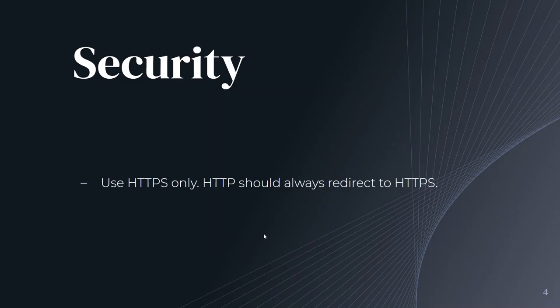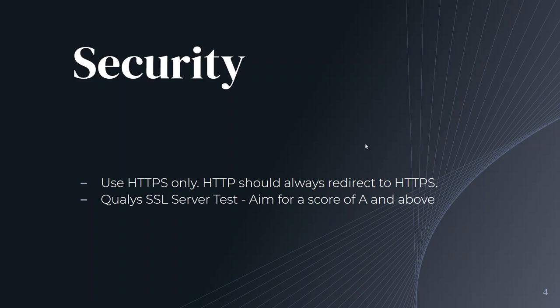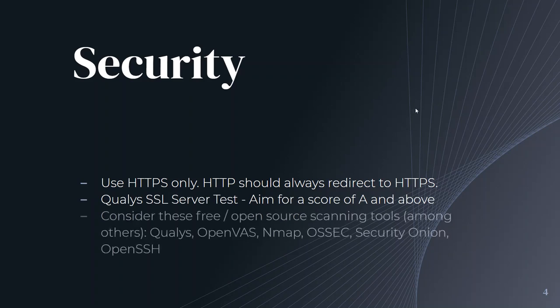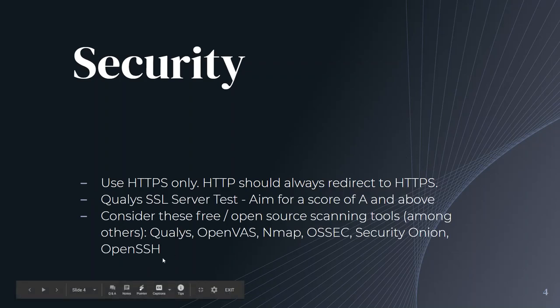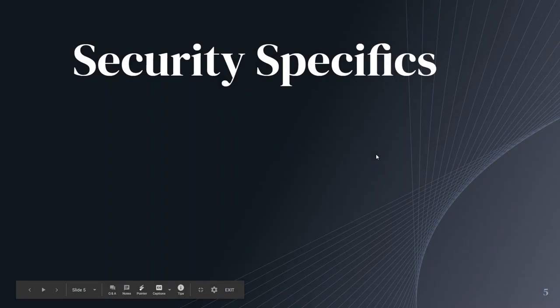Use HTTPS only. HTTP should always redirect to HTTPS. Qualys SSL server test: aim for a score of A or above, and consider these free open source scanning tools, among others. There are a bunch, but these are really great tools that will basically just run through your application and test it to see if there are any vulnerabilities in there.